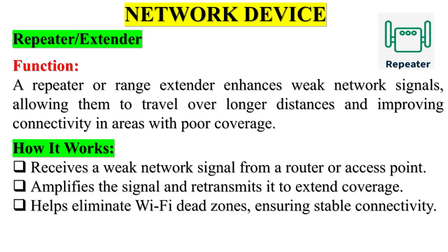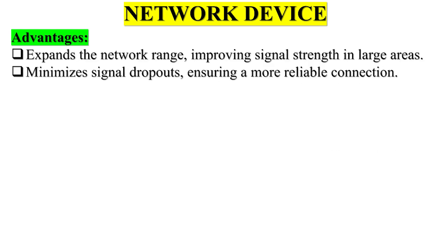A repeater or range extender enhances weak network signals, allowing them to travel over longer distances and improving connectivity in areas with poor coverage. How it works: 1. Receives a weak network signal from a router or access point. 2. Amplifies the signal and retransmits it to extend coverage. 3. Helps eliminate Wi-Fi dead zones, ensuring stable connectivity. Advantages: expands the network range, improving signal strength in large areas. Minimizes signal dropouts, ensuring a more reliable connection.